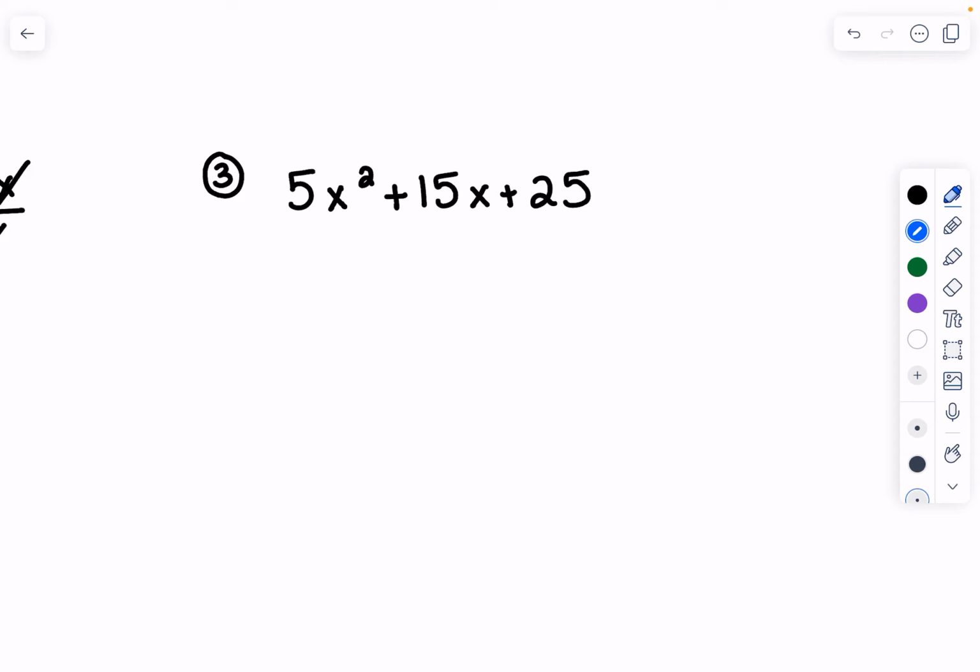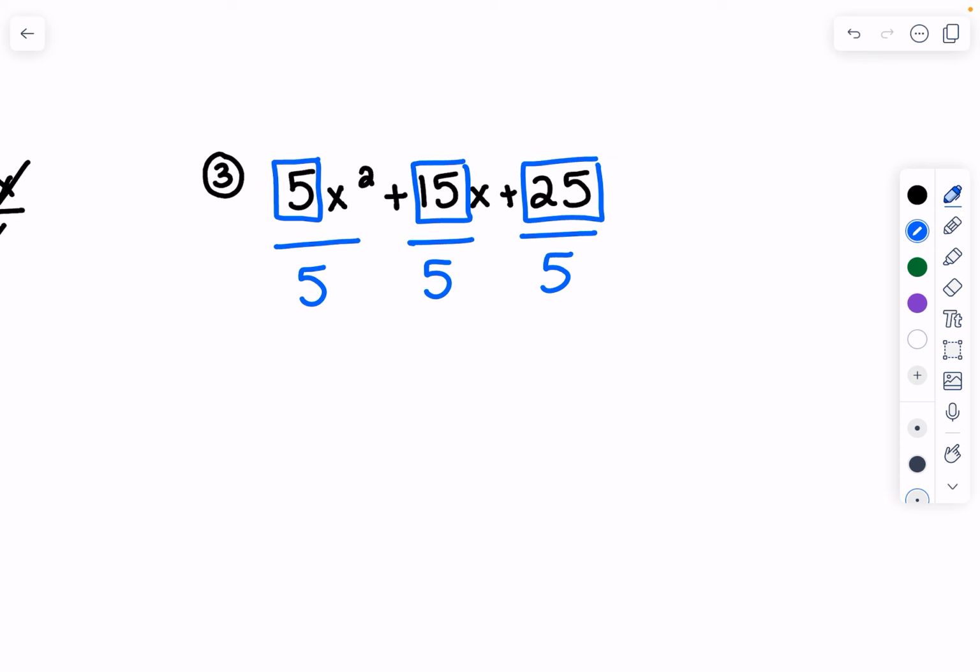So first things first, I'm going to use my blue for numbers. I'm going to look at all of the coefficients. So I have 5, 15, 25. They all end in 5s. Therefore, they're all divisible by 5. So my first step, they're divisible by 5. Can we divide by a letter? Take a second to think about it. Okay. If you said no, you're correct.